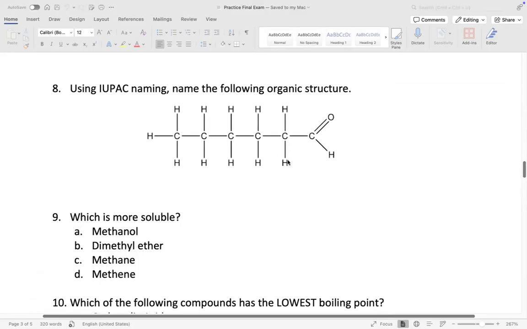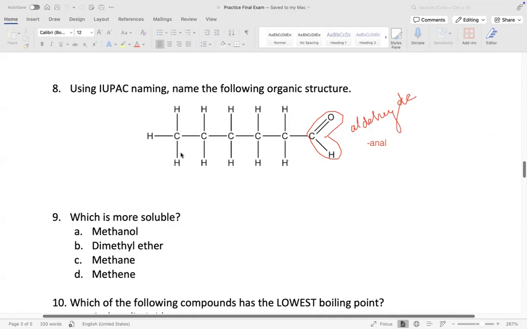So here we go, name the following structure. We need to identify the functional group first. Here I see an aldehyde, which was one of our questions earlier where we identified it. This is an aldehyde, ugly writing, but we'll clean it up later. Aldehydes end in -al, that's their appropriate suffix. So the next step is to figure out how many carbons are in the main chain.